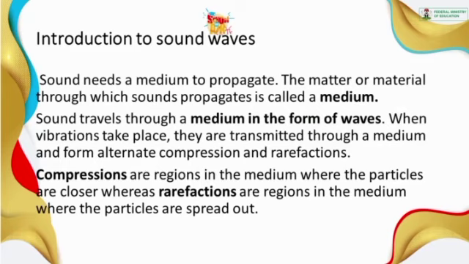Now when vibration takes place, it is transmitted through a medium and forms alternate compressions and rarefactions. Compressions are regions in the medium where the particles are close, whereas rarefactions are regions in the medium where particles are spread apart. So don't forget, we are looking at detecting sound and we're looking at sound waves, the medium through which sound travels. Sound travels through mediums in the form of waves.